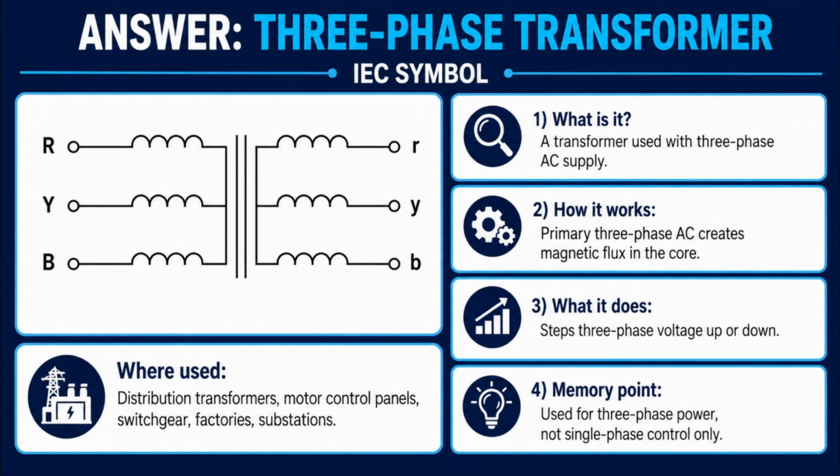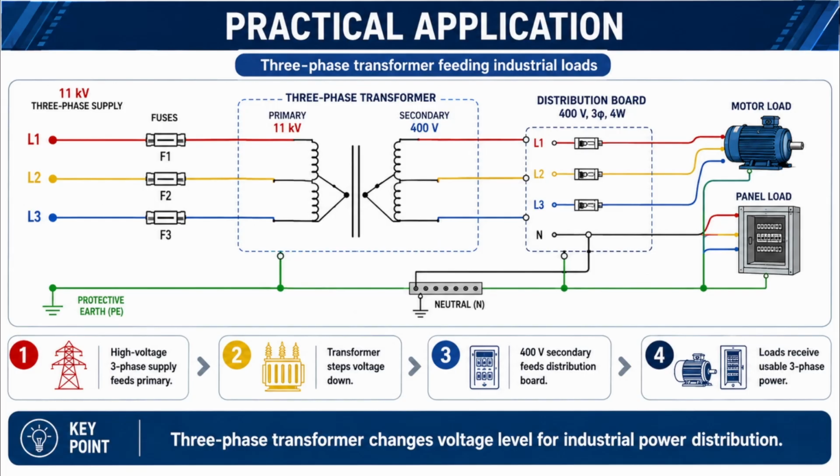In this practical circuit, the 11 kV three-phase supply passes through fuses F1, F2, and F3 to the transformer primary. The transformer steps the voltage down to 400 volts three-phase on the secondary side. This 400-volt supply then feeds the distribution board, which supplies loads such as the three-phase motor and industrial control panel.